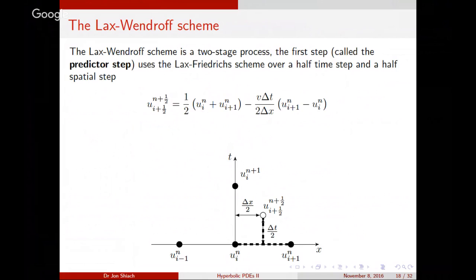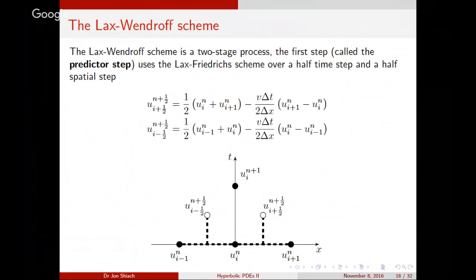Okay, so this node here is calculated using Lax-Friedrichs based upon these two. And then I do the same for this node. So again, we've gone half a time step forward and half a spatial step back. Again, I calculate this using Lax-Friedrichs on those two.